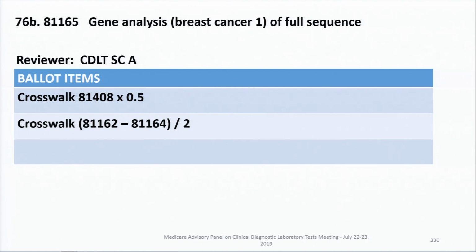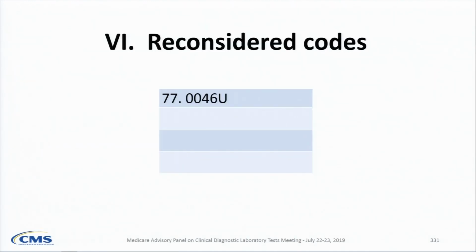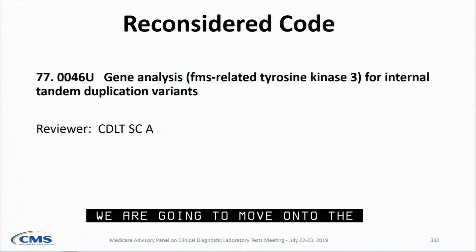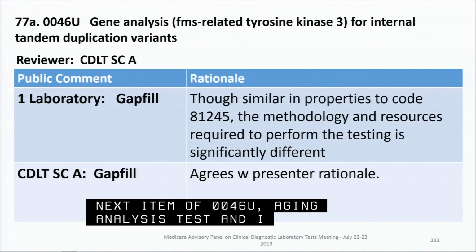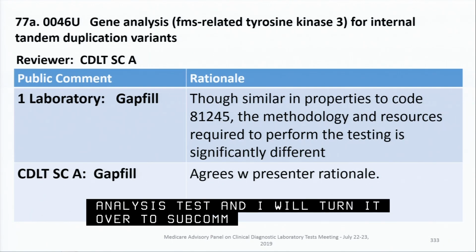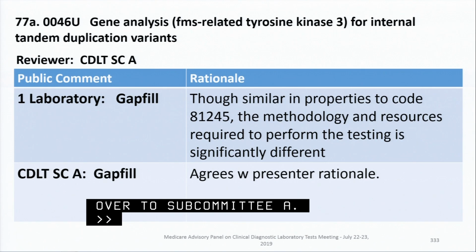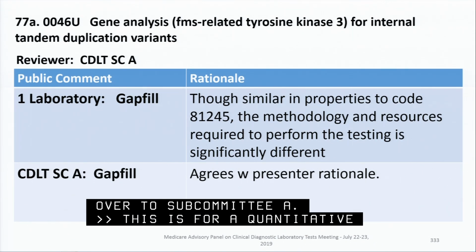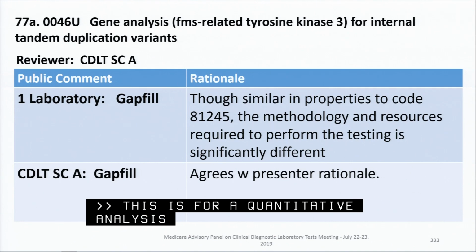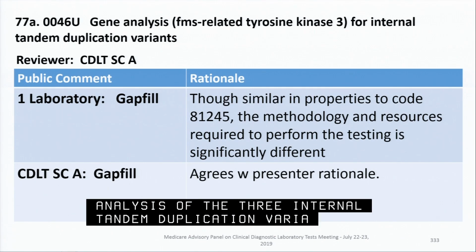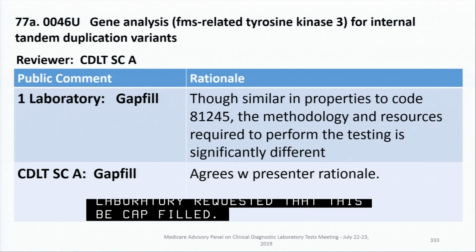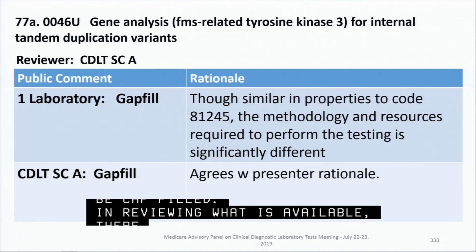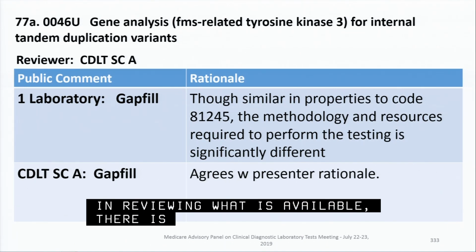All right, we're going to move on to the next item of 0046U, and this is a gene analysis test, and I'm going to turn this over to the subcommittee, Dr. Bossler. So this one is for a quantitative analysis of the FLT3 internal tandem duplication variant. So this is a request for reconsideration, and the laboratory requested that this be gap-filled. In reviewing what's available, there is an existing FLT3 for the detection of the mutation, but not a quantitative analysis for this. And so we agreed with the rationale to gap-fill.